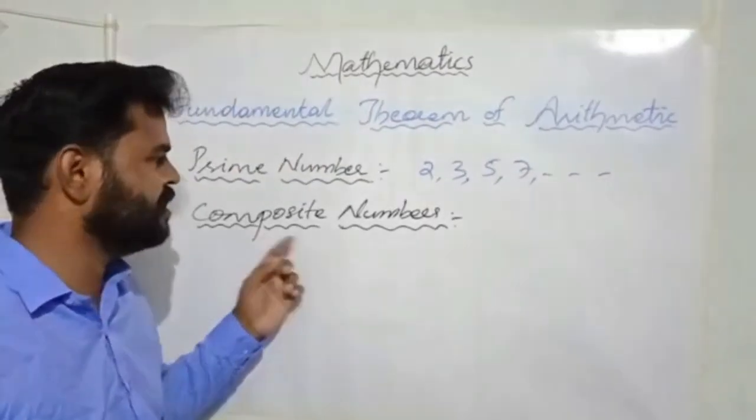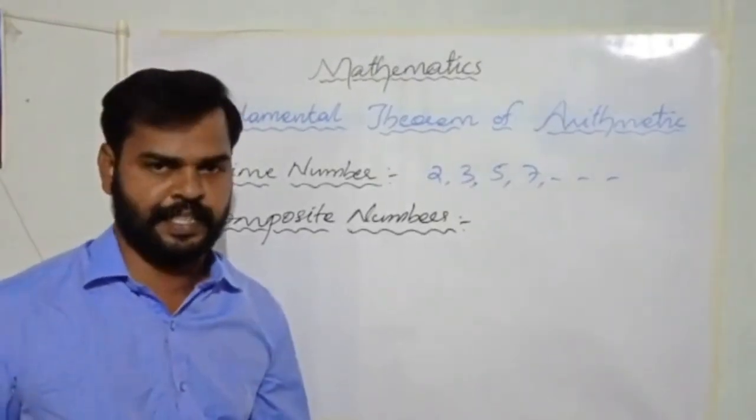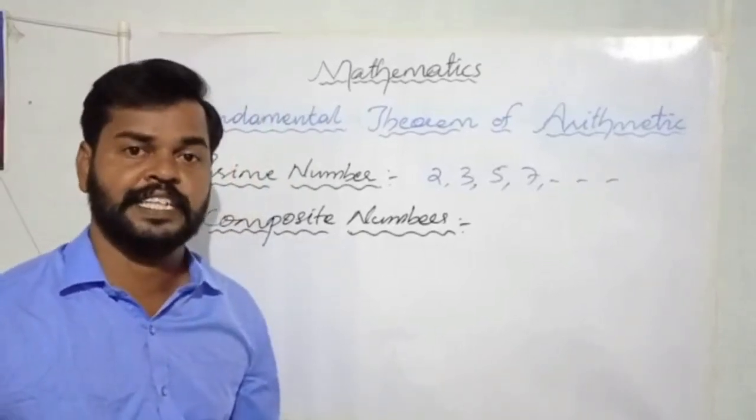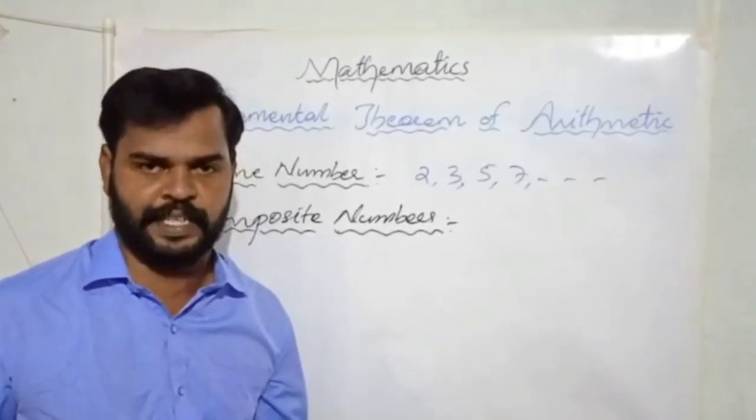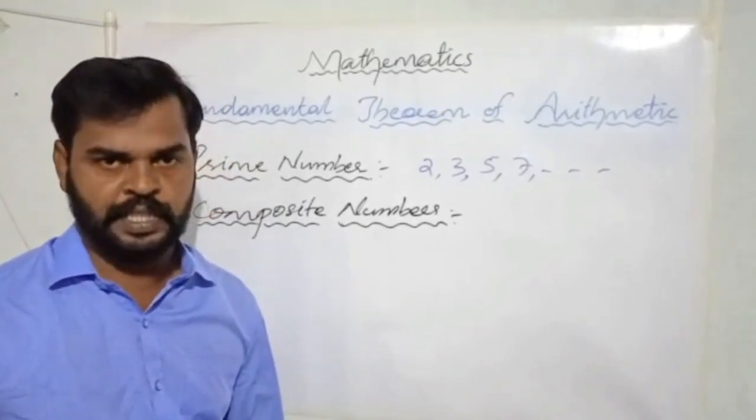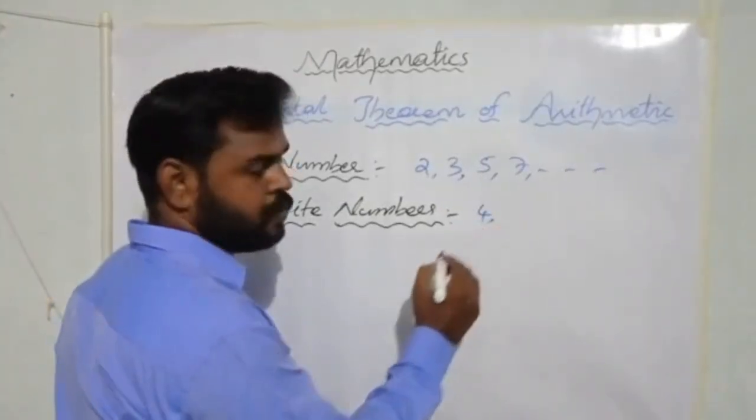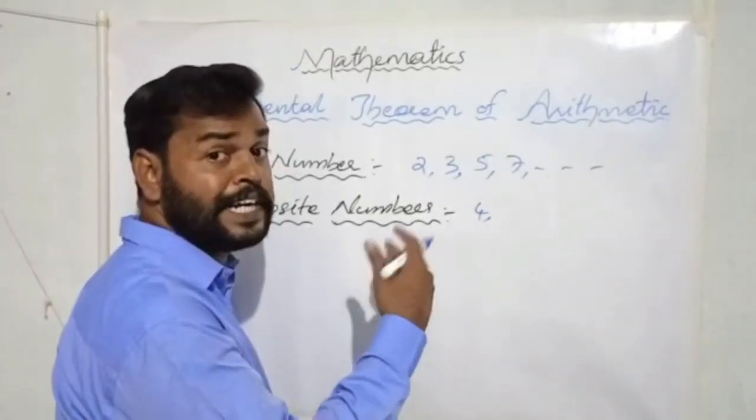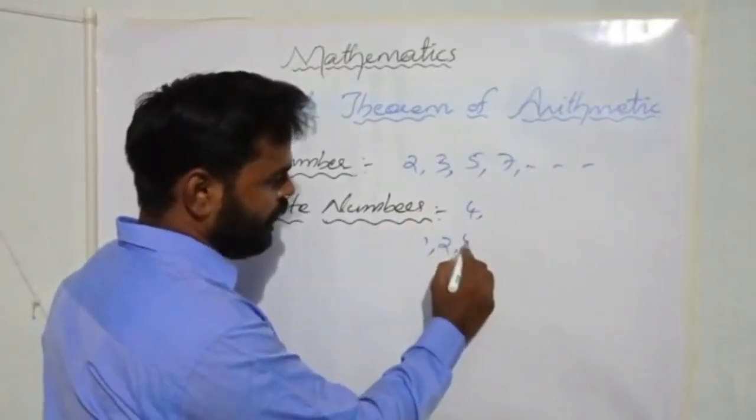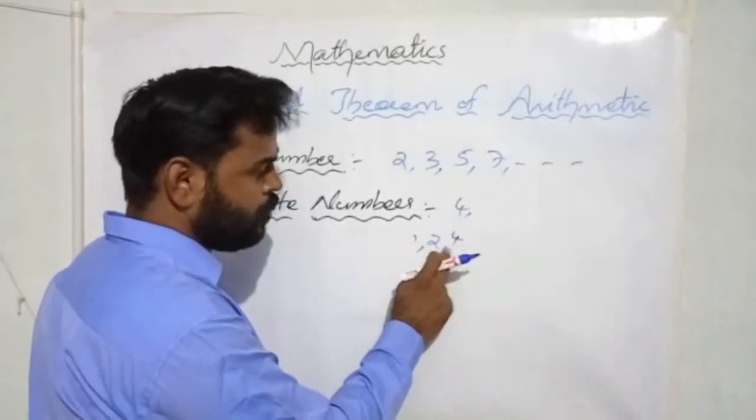Now, let us discuss composite numbers. A number which has more than two factors, I mean 3 or 4, etc., is called a composite number. Examples of composite numbers: first, 4. It has more than two factors, I mean 1, 2 and 4. Factors of 4: 1, 2, 4.